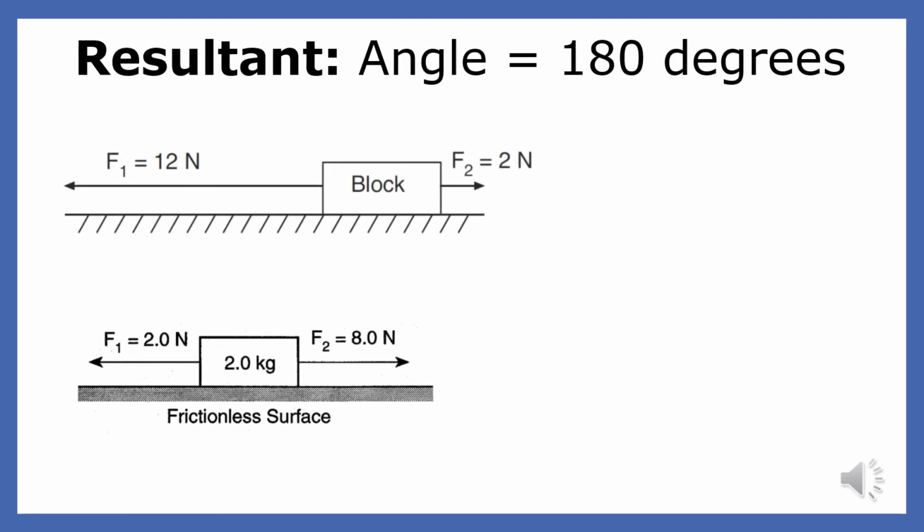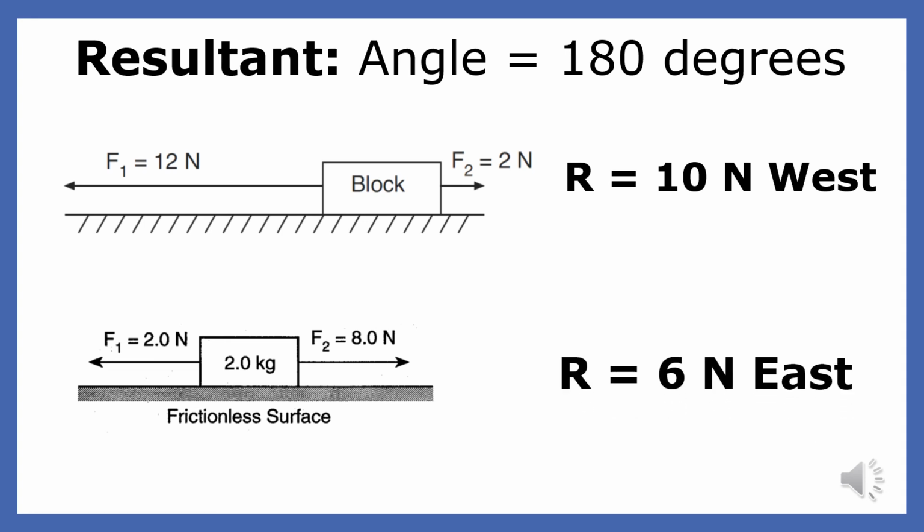Let's do two more examples. In the first example, the angle is 180 degrees because they're going in opposite directions, and the resultant is 10 newtons west. In the second example, the resultant is 6 newtons east. Remember, the resultant takes on the direction of the largest force, and the largest force is 8 newtons east.